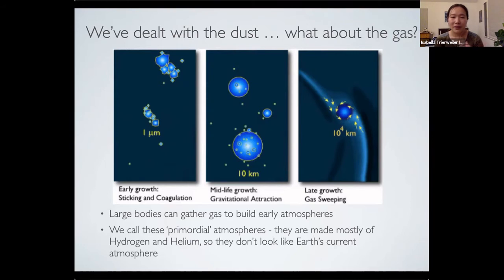So a note about these atmospheres is that, as we mentioned, the nebula is mostly made of hydrogen and helium. So that's the material that's available to us. So when these large planets are sweeping up gas, they're going to be sweeping up hydrogen and helium. So they're not going to look like Earth's atmosphere today. And for that reason, we're going to call these atmospheres primordial atmospheres. So they're sort of our first go at atmospheres. Some planets might have a second go. We'll see that in a second. But our primordial atmospheres are those really kind of thick hydrogen and helium ones that you get on the early planets.